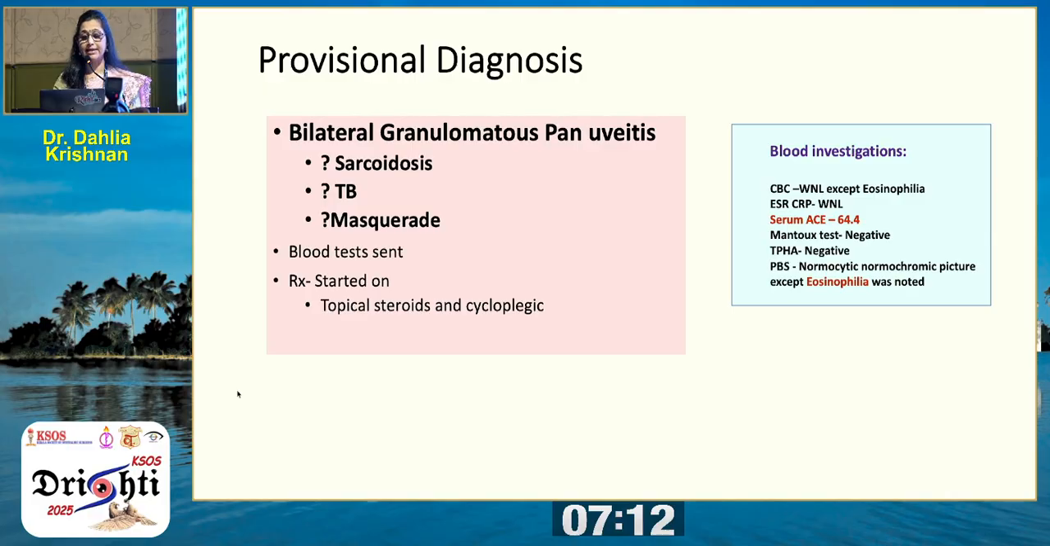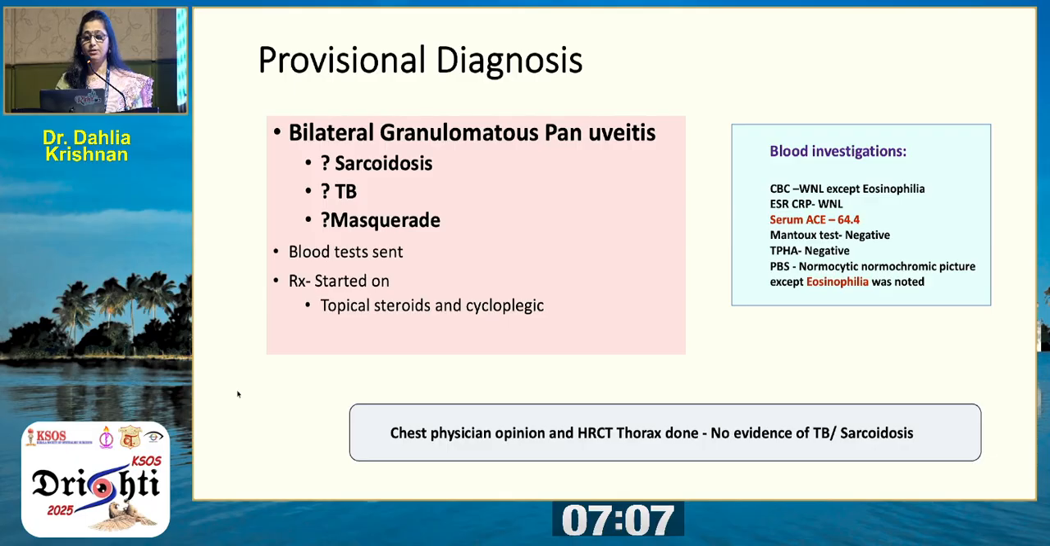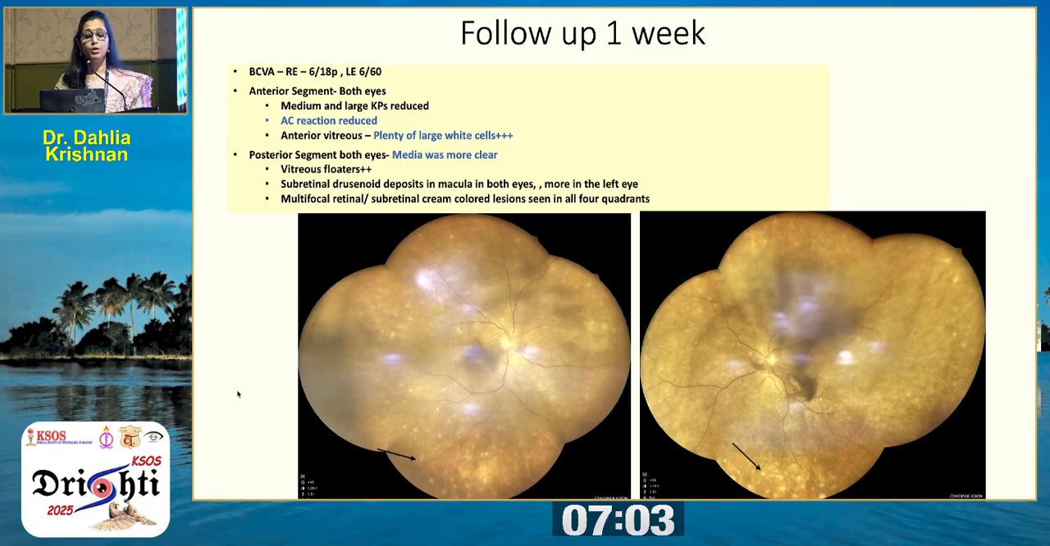Serum ACE came positive, and peripheral smear showed eosinophilia. So we took a chest opinion, but there was no evidence of tuberculosis or sarcoidosis. On follow-up of 1 week after topical steroids, the AC reaction had reduced, and we could see plenty of large white cells in the anterior vitreous. Now the posterior segment was also slightly more visible. We could see the vitreous floaters.